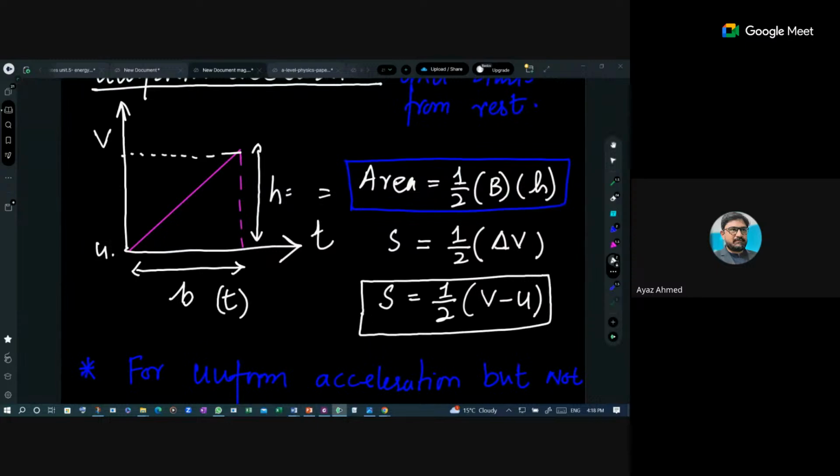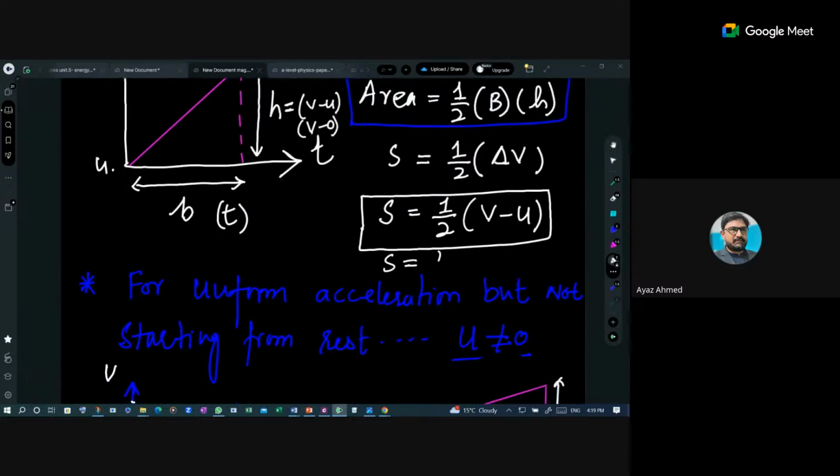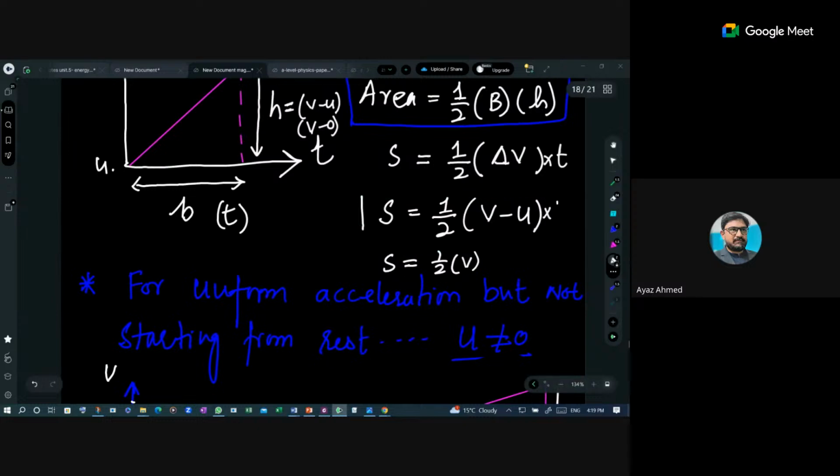बेसिकली ये जो हाइट है ना, this height is v minus u. और फिर आपका u बेस क्या था? u was 0 ना? So I can simply write that s is equal to 1 by 2 v. ठीक है? और फिर the base, उसको भी तो मल्टीप्लाई करना है. Yes, very good. Well done. Into t. Into t. Very good.